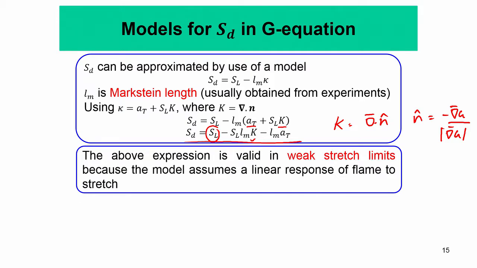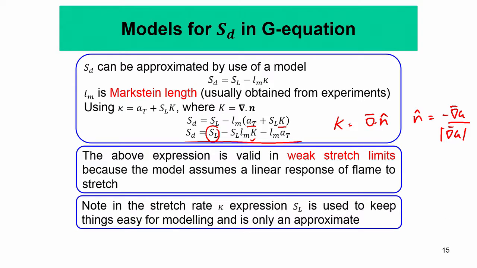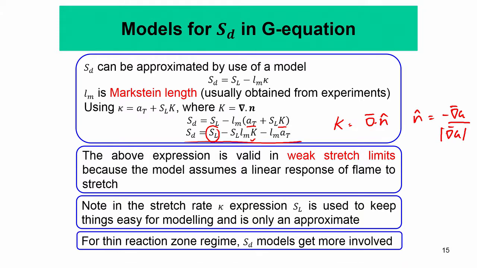Okay. Now, of course, another thing is that this is valid in the weak stretch limits, but we can use that with certain constraints as long as the stretching rate is not too high. So this works well in the corrugated flamelet regimes where the turbulence is not too strong, but people have done some extrapolations into the thin reaction zone regime also. Okay. So, of course, as you see, the SD models get involved in the thin reaction zone regime or the reaction sheet regime.